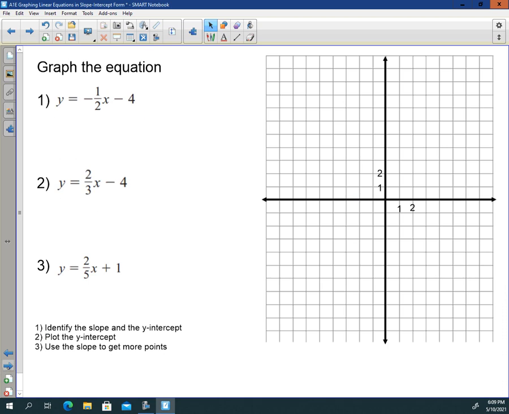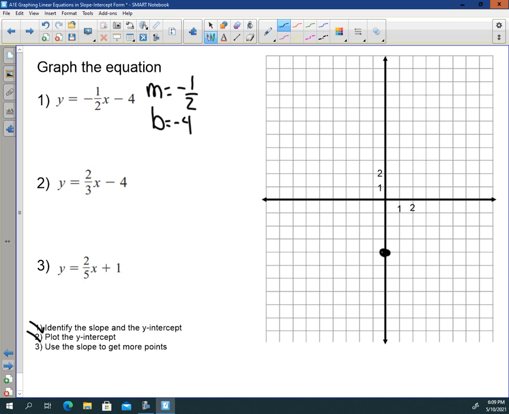Okay, let's do a few more. Let's graph these equations. First, we're going to identify the slope and the y-intercept. The slope of this one is -1/2, and the y-intercept is -4. So then we are going to plot the y-intercept. Well, notice that the y-intercept is -4, so it crosses the y-axis at -1, 2, 3, 4 down here, and we've taken care of that part.